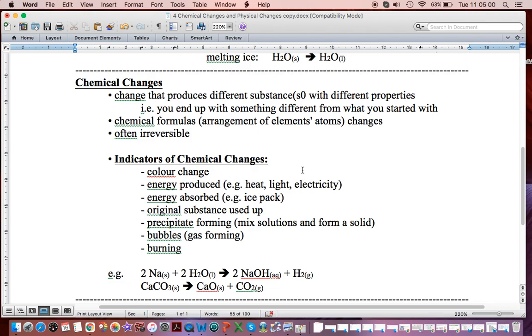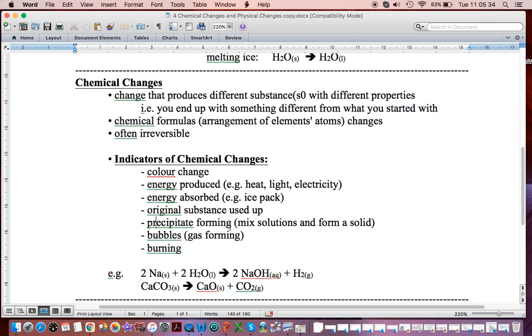If you see a color change, let's say you start with something that's black and you finish later and it's yellow, that is going to be a chemical change in all likelihood. If you mix things together and you're not adding any heat or electricity, and all of a sudden you get all kinds of heat or electricity, that means you've made energy. And that's probably a chemical change. And you can actually do reactions where it suddenly gets very cold, and that's also likely to be a chemical change. Original substance being used up is not very helpful.